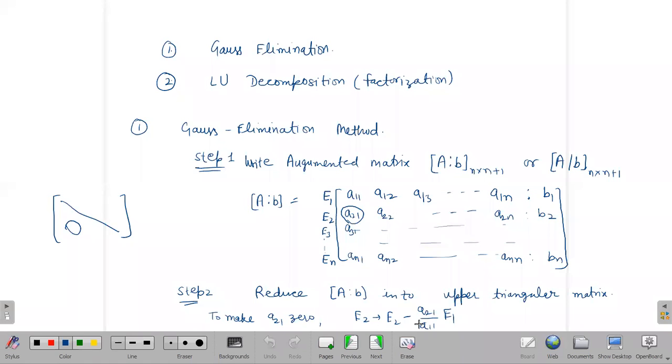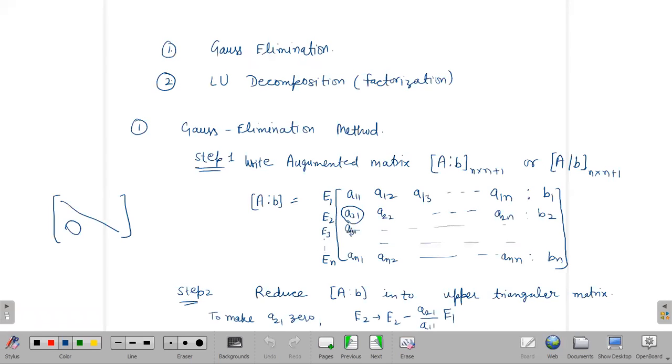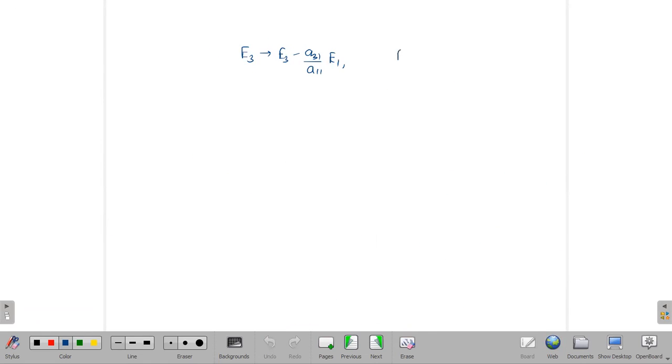So if I write E2 in general, so can I write E3 minus A31 by A11 into E1. So that will give you this element zero. So next, if I write in general, En minus An1 by A11 into E1.